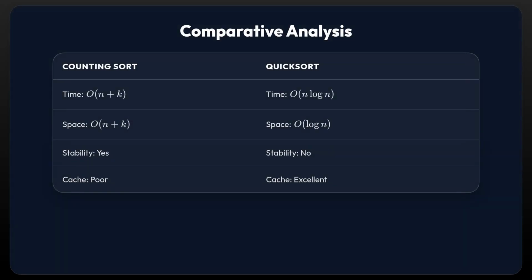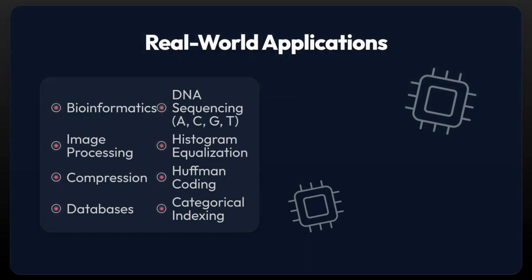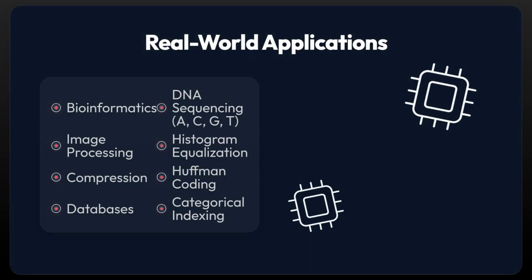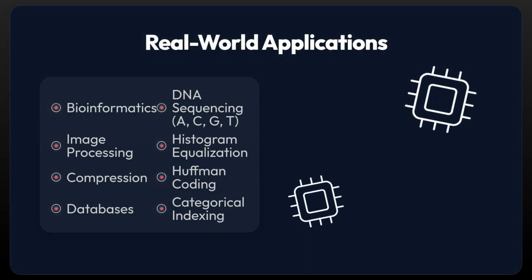Comparing the two champions, counting sort wins on raw operation count and stability, but it pays a heavy price in memory usage. Quicksort, while theoretically slower in instruction count, is extremely memory efficient and cache-friendly. Counting sort is the specialist. Quicksort is the generalist.